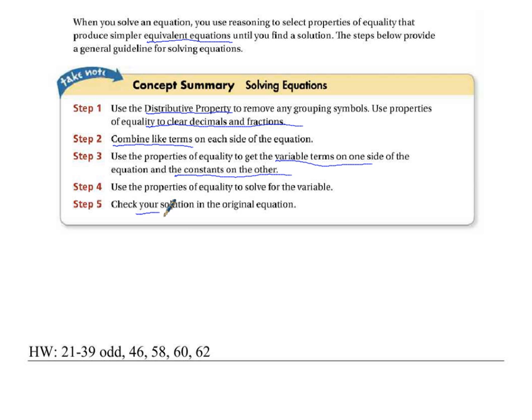And then check your solution, of course, in the original equation. Go all the way back to the beginning, plug that thing in, make sure you got the answer right. Do that. Look in the back of the book. Make sure you have your answers right. There's no excuse. All right, that's it for the section. Have fun.